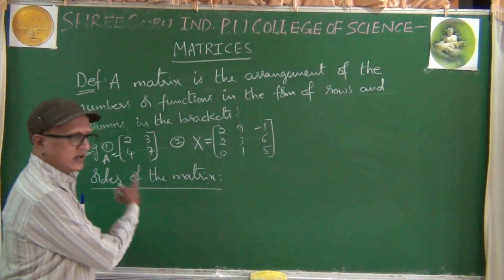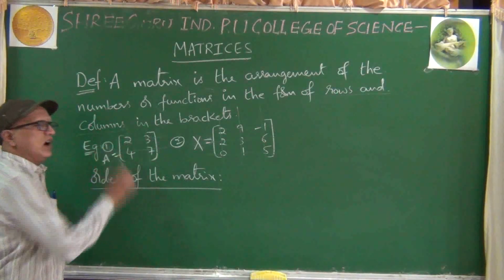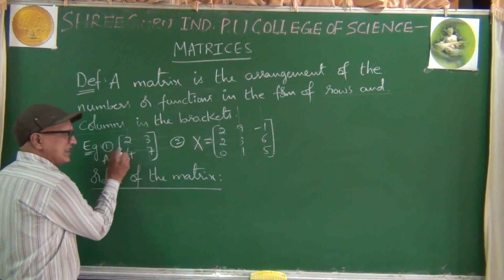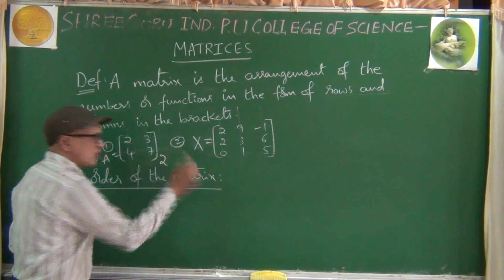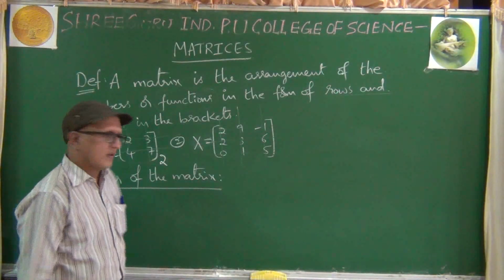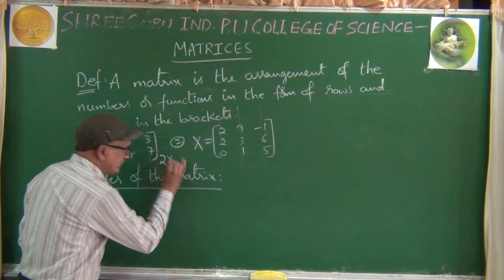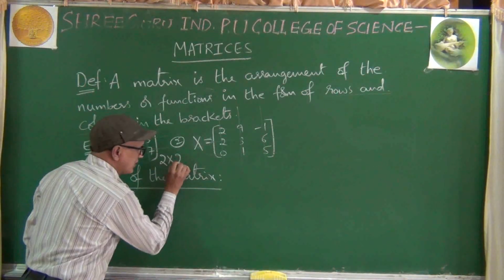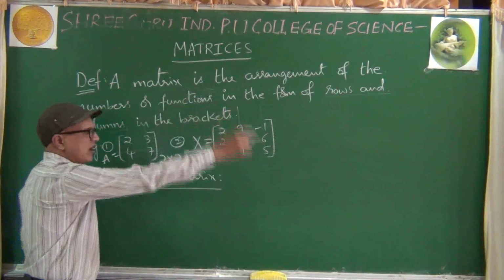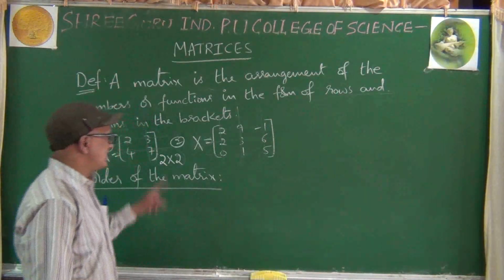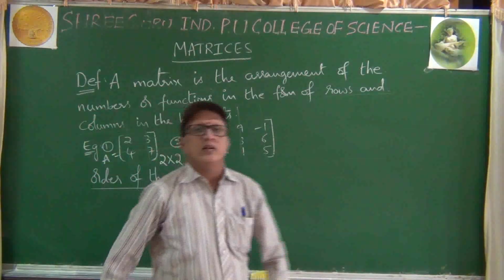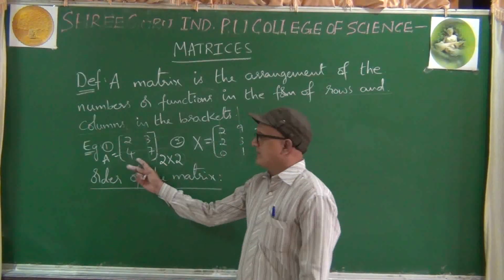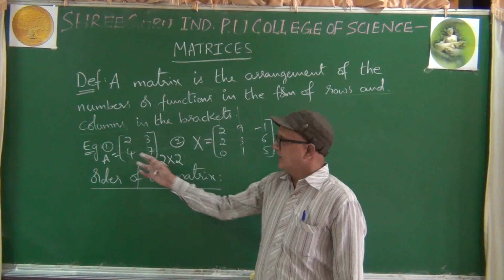Let us see. Here, in this example, how many rows are there? Row means like this. First row, second row. So for this matrix, 2 rows are there. How many columns are there? First column, second column. 2 columns are there. This is called the order of the matrix. How to read this one? 2 cross 2, otherwise 2 by 2. What matrix is it? It is a 2 by 2 matrix.